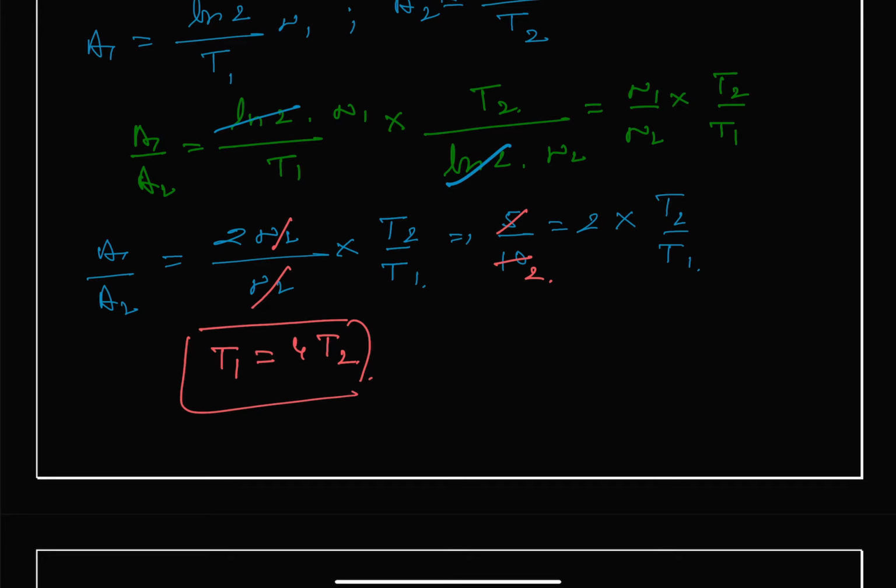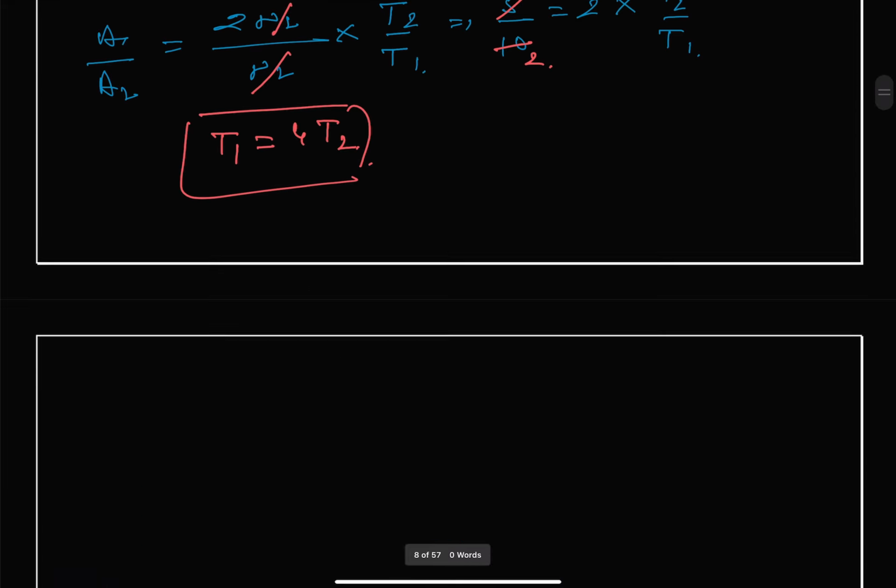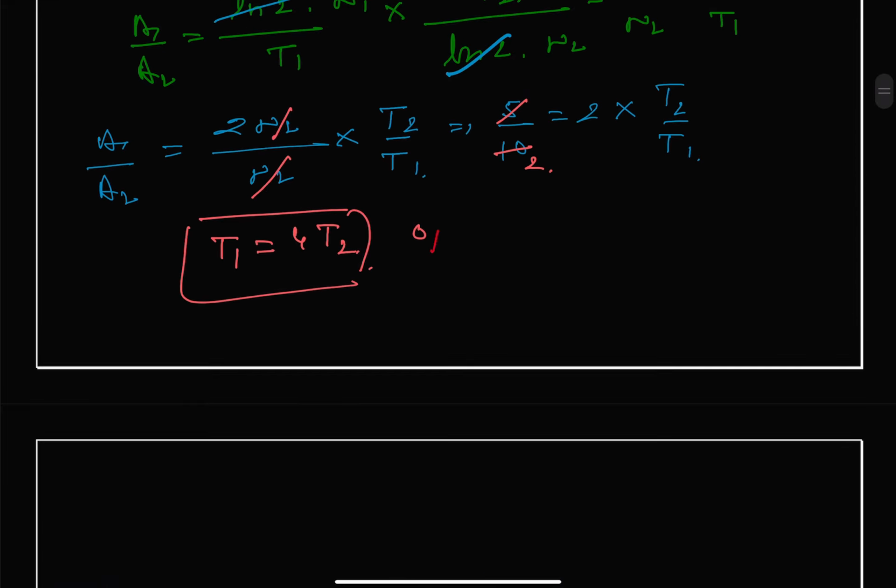So one by one we can check the options and try to justify this relationship that our T1 should be equal to 4 times T2. From here we can say this option A is directly able to satisfy this particular relationship. So option A is correct. Next question.